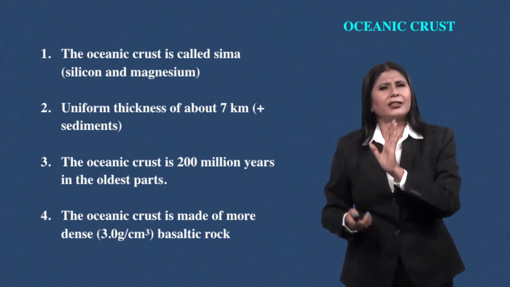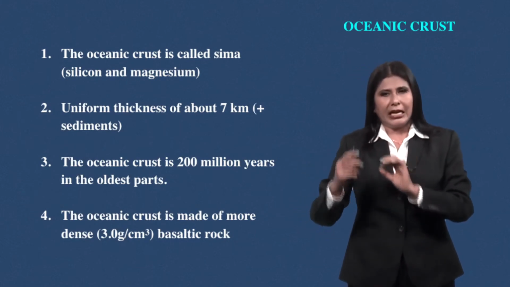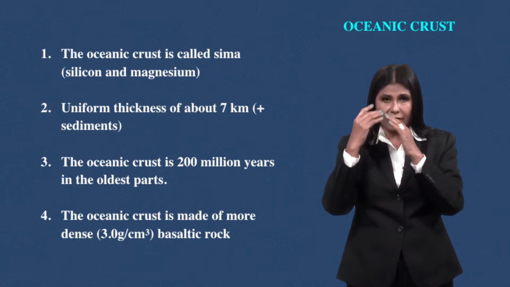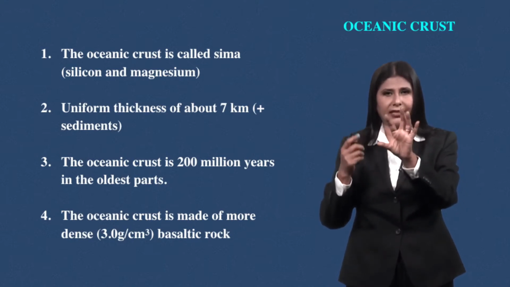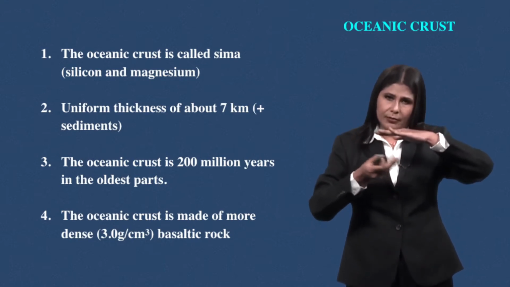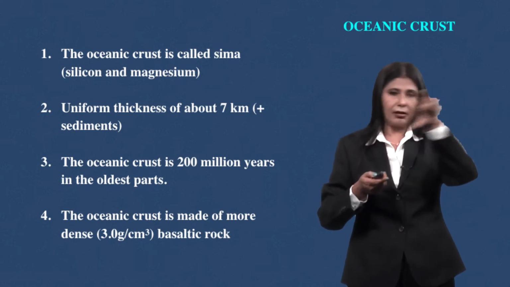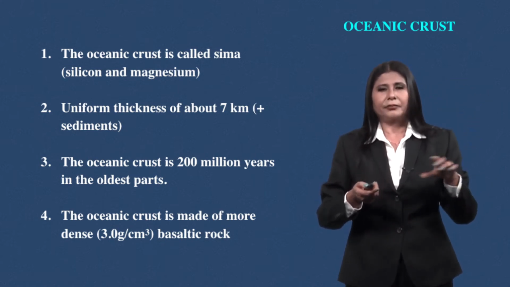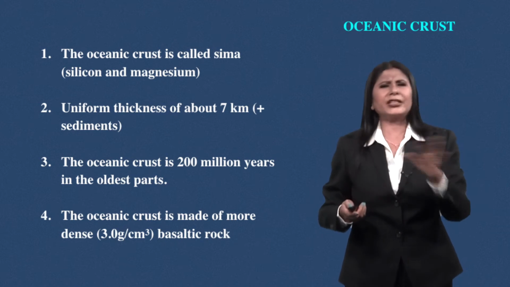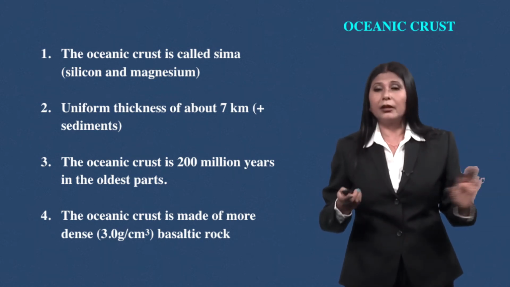And oceanic crust is called SIMA, that is silicon and magnesium. Magnesium is heavier, more dense. So, oceanic floor is more dense than the continental crust. The thickness is around 7, 8, 9, 10 kilometers, a lot less. Oceanic crust is 200 million years old in the oldest part, whereas continent is 3.8 billion years.